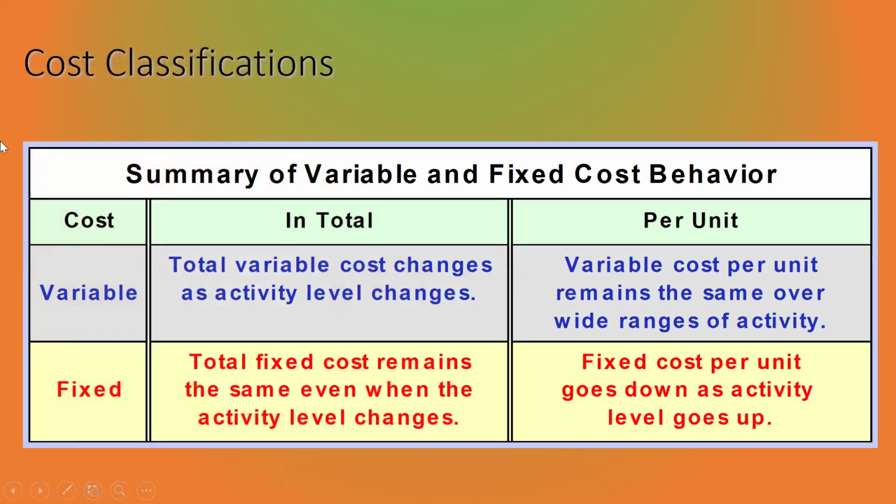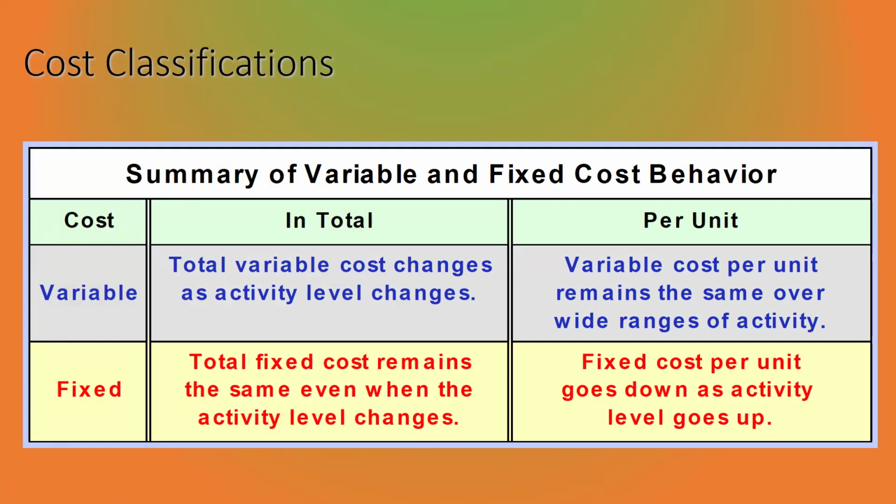So we can say, in summary, that total variable cost changes as the activity level changes, whereas the per unit cost remains the same.